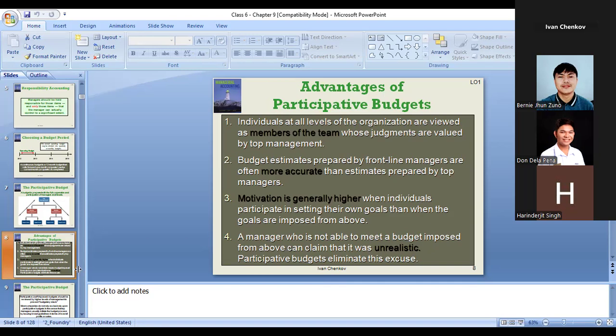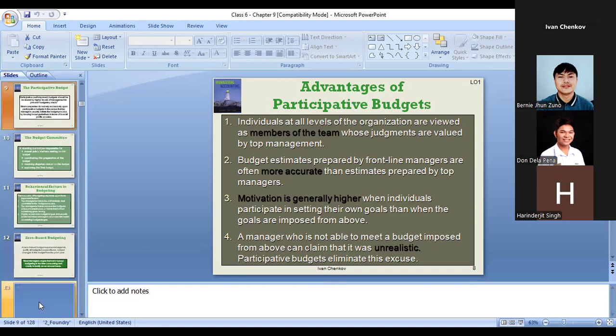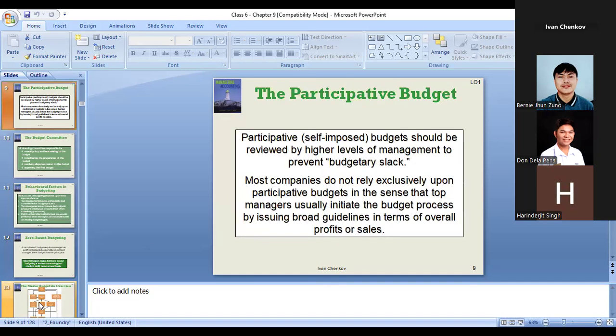What will be the disadvantages? Again, everything that has an advantage has a disadvantage. Well, one of the disadvantages is that this participative budget should be reviewed by the higher managers. Why? Because the lower management can incorporate in the budget what is called budgetary slack. What is budgetary slack? Now listen to me carefully so you can understand it.